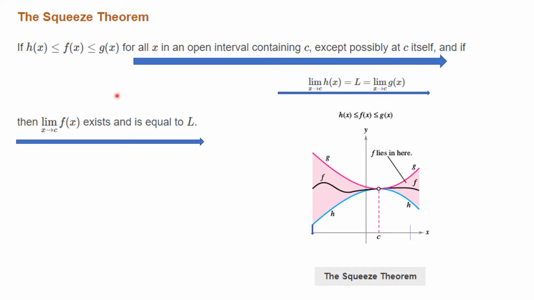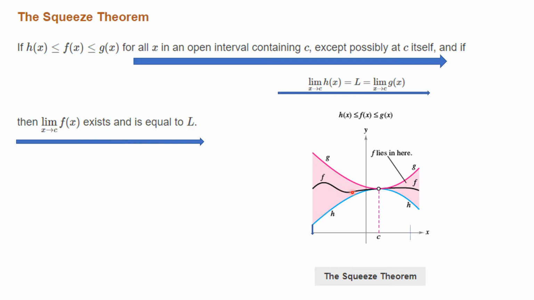And if, so this is a part of the if, and this is more if, and if the limit as x tends to c of h of x is L, and the limit as x tends to c of g of x is also L, then we can have two conclusions. There's an if-then in theorems, and so we talked about the if part. Then the limit as x tends to c of f of x does exist and must be equal to L.